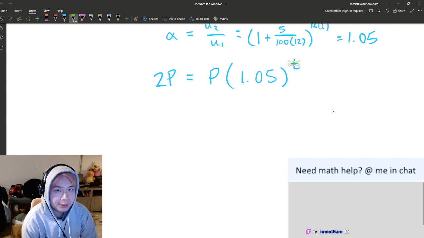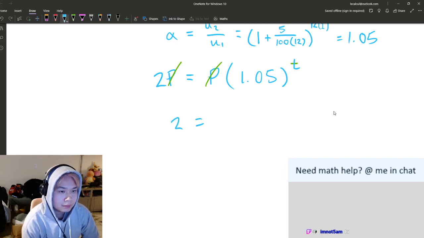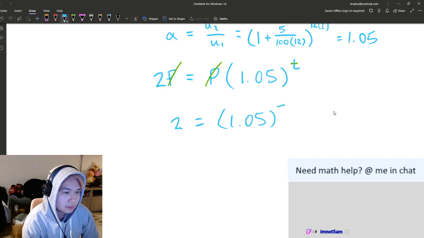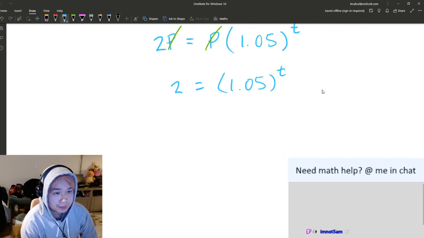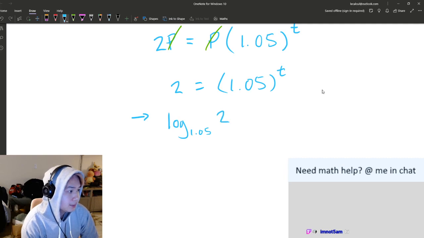And then of course your P's cancel out, which is why you don't even need to know how much he invests in the first place. And essentially we are solving this equation. And I think I solved this through graphing last time, so let's use logarithms and solve this algebraically. So converting this into logarithmic form, this is log base 1.05 of 2 will equal t.